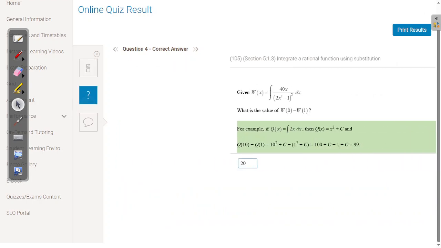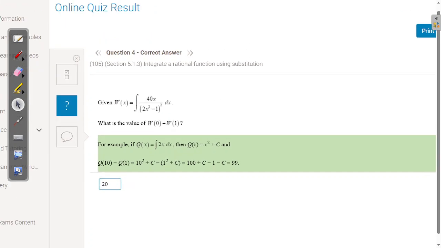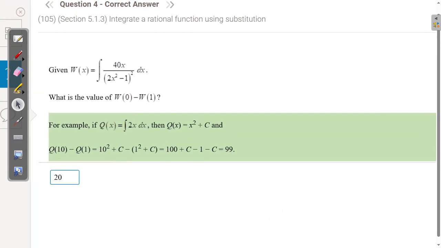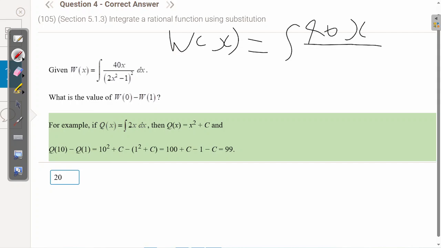Okay, given w of x equals the integral of that, what's the value of w of 0 minus w of 1? First of all, we need to find this integral before we start to substitute 0 and 1. So let's solve for it. W of x is equal to the integral of 40x over (2x squared minus 1) squared dx. Look at this integral, isn't it very hard to solve? You don't know where to start because it's in the denominator and there's a power and so on.